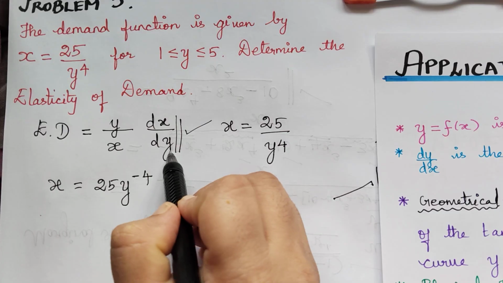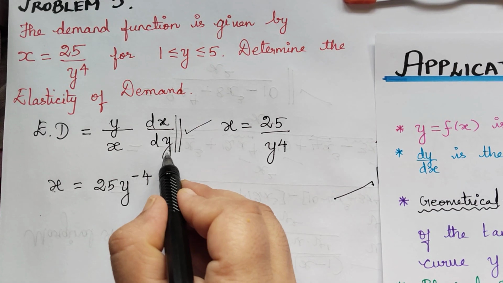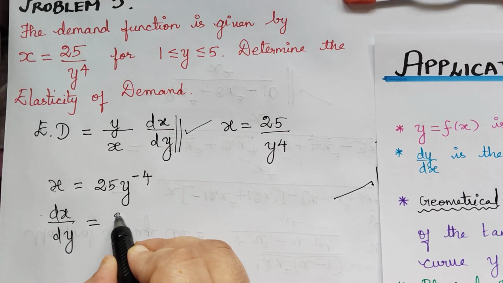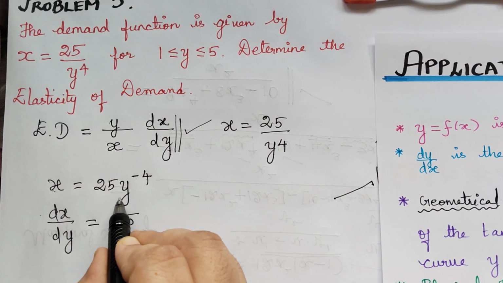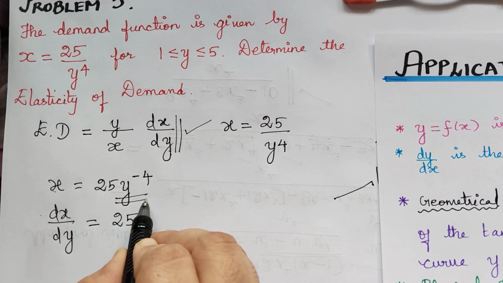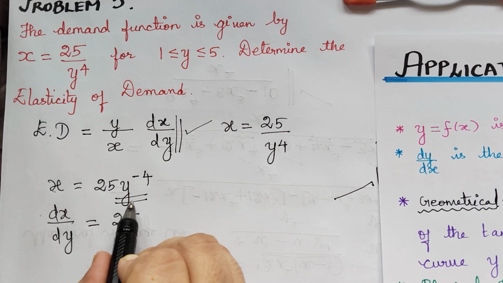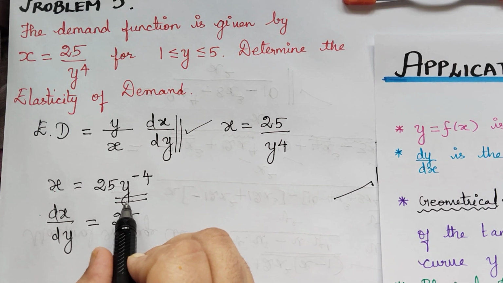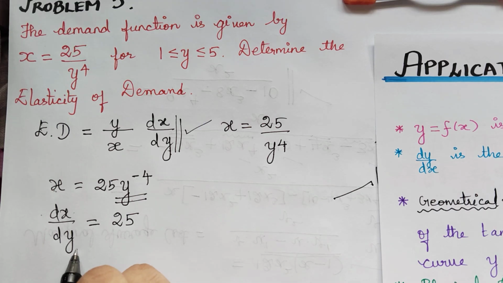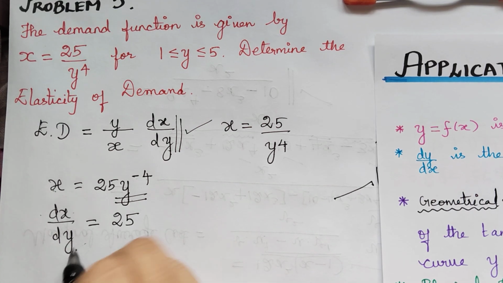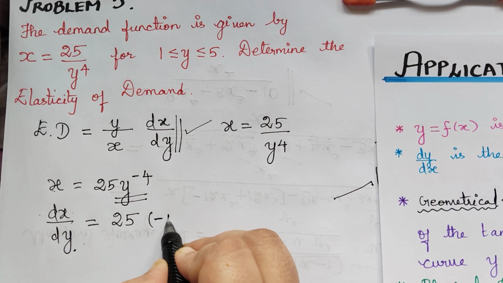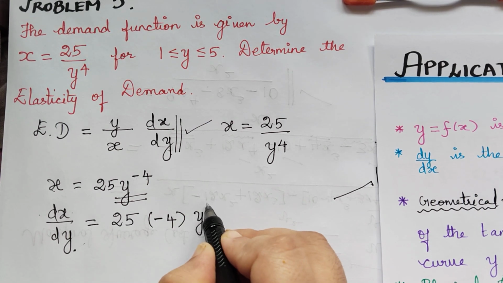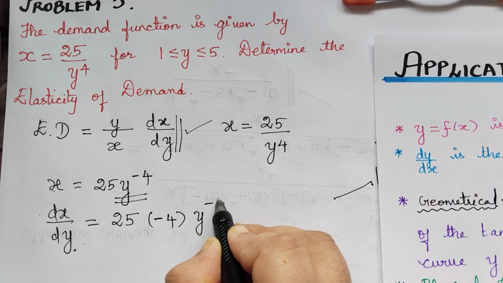We need dx by dy, which means we have to differentiate x with respect to y. So dx by dy will be equal to 25, which is a constant, so it comes as it is. And now we have to differentiate y with respect to y itself, because we are doing dx by dy. So we will be getting minus 4 multiplied with y to the power minus 4 minus 1, so it will be y power minus 5.